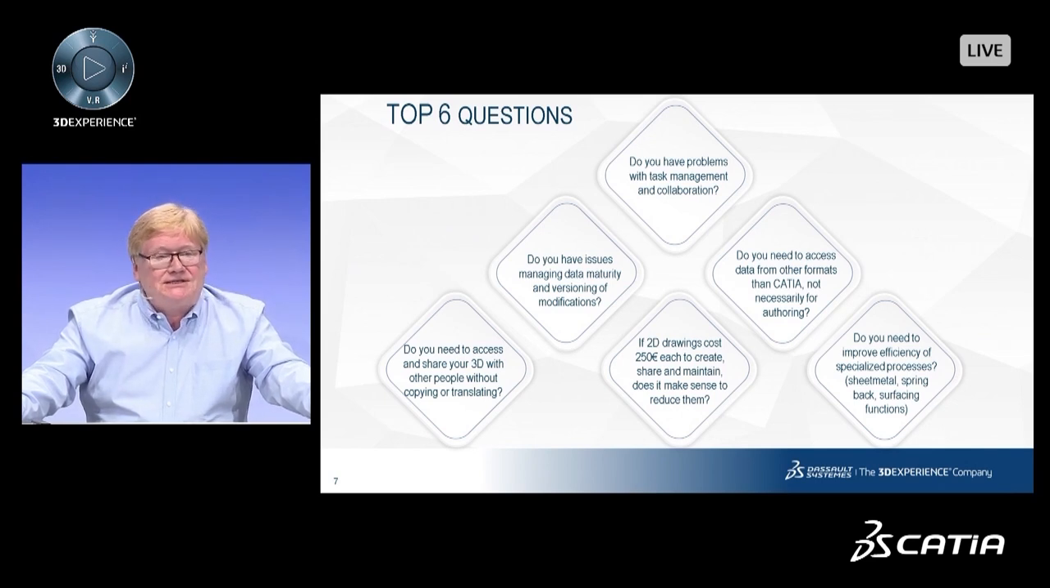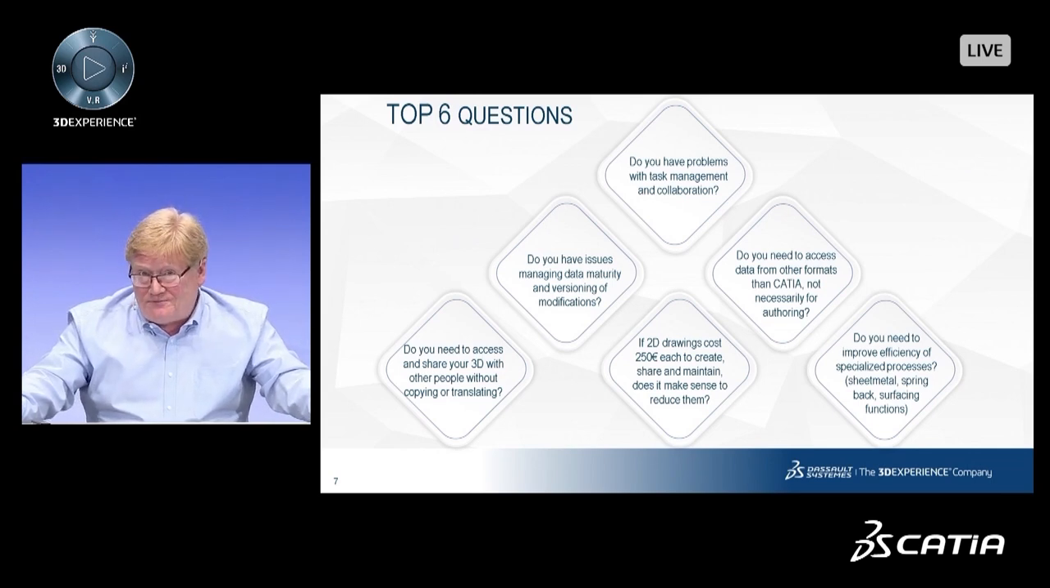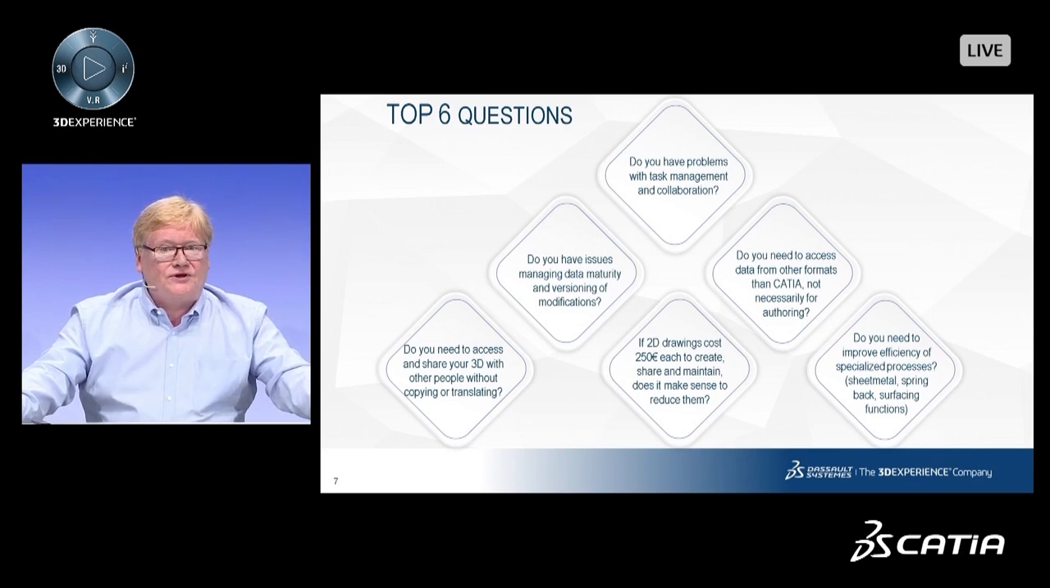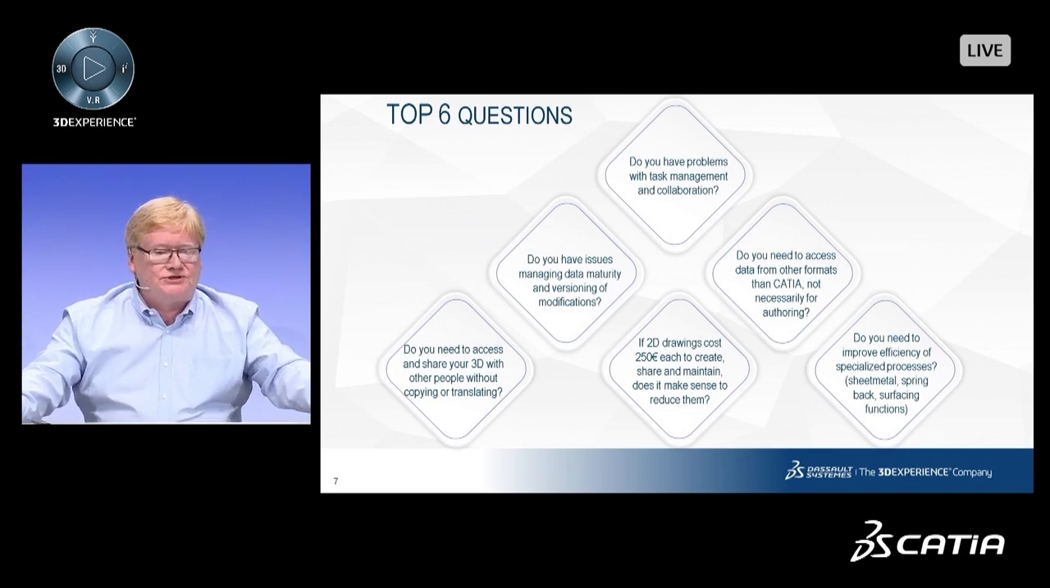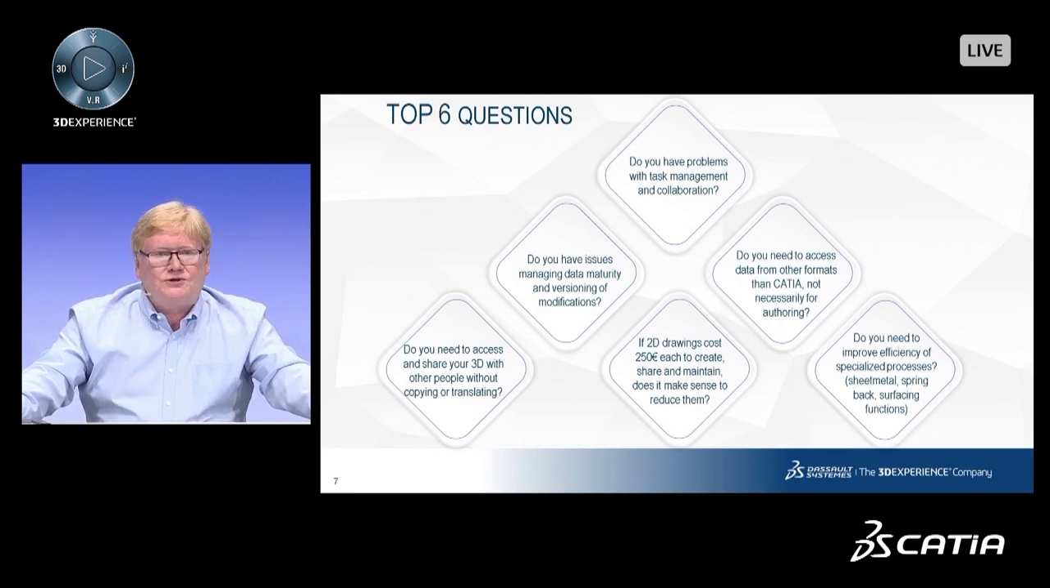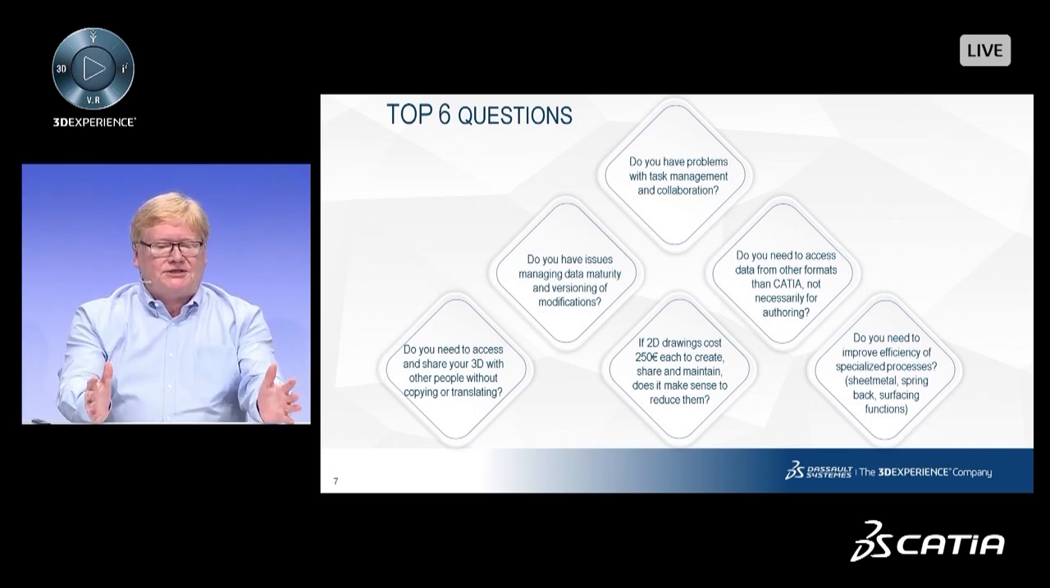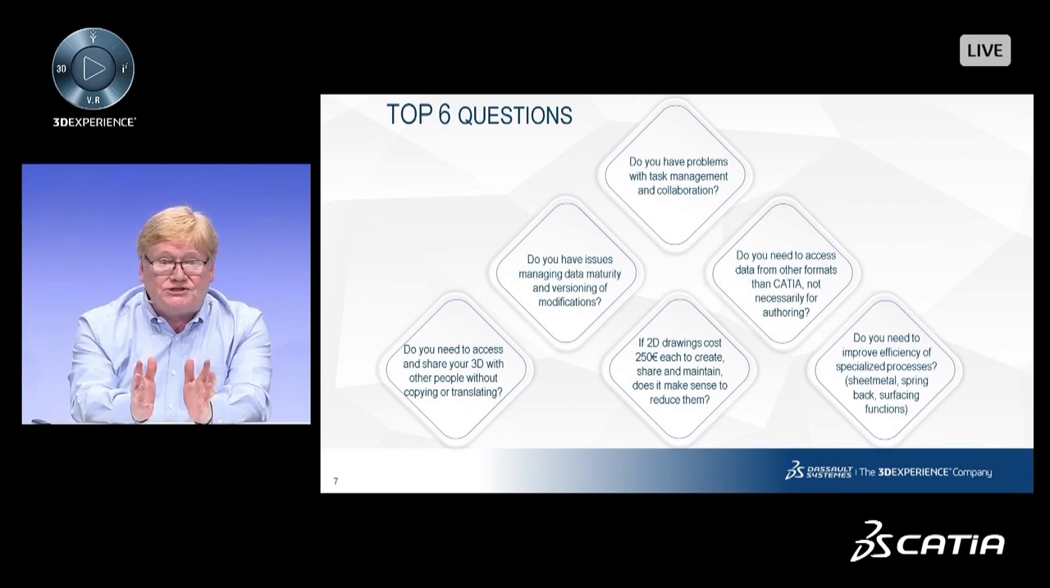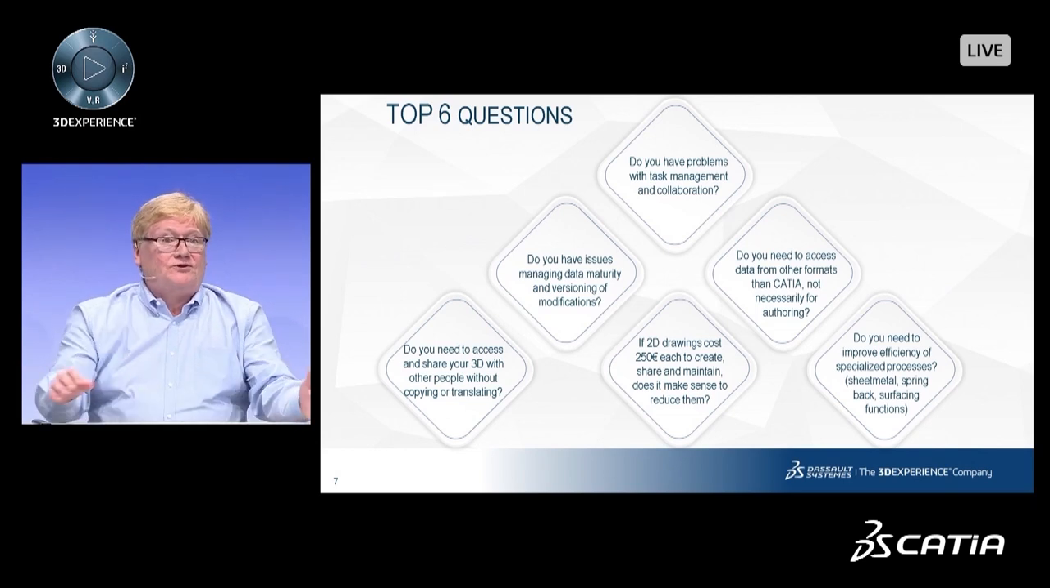More people need to access and share their 3D information with other people. And a lot of people are doing that, but what they're doing is copying that data. Once you copy data, they're creating a digital discontinuity and they're losing the link with the current version. And that brings its own challenges, obviously. And also at a management of project information and data, do you have difficulty managing maturity? And when you make new versions or modifications, is that managed correctly and properly to ensure that everyone is aware and knows what they're working with?